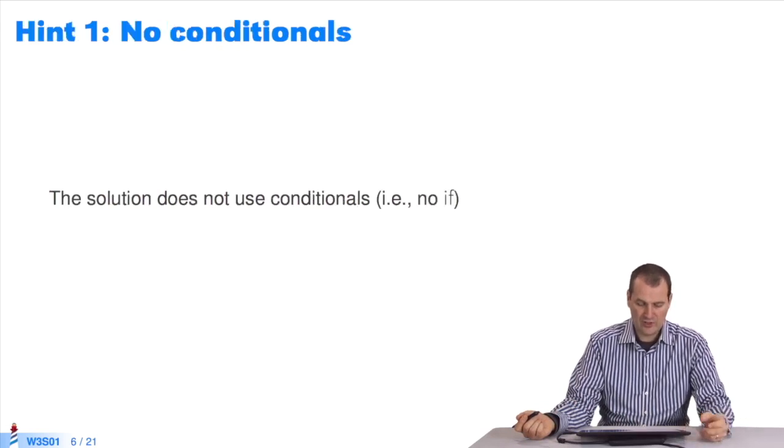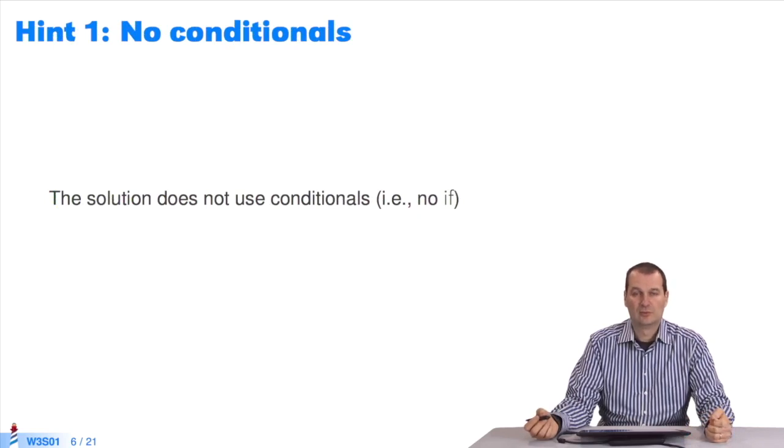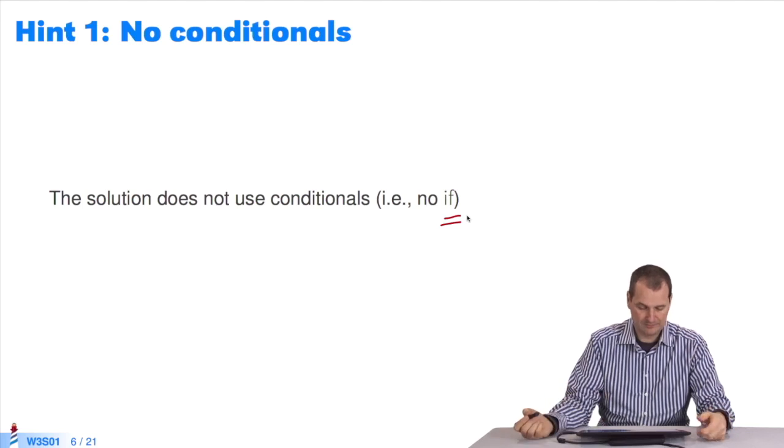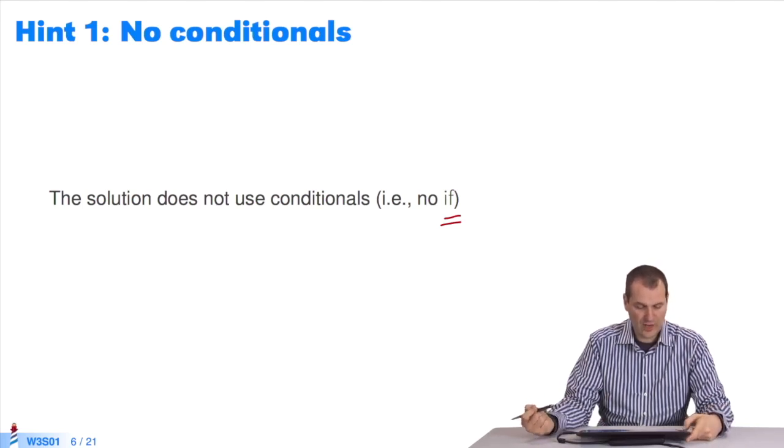I'll first give you some hints. The solution does not use conditionals. Mostly, you find a solution with a condition, but I'm telling you that my solution, implemented by Pharo, does not contain any conditions, nor conditionals, so you don't have if in the solution. Think about it for a bit to see if you have an idea. Normally, this kind of hint doesn't really work.